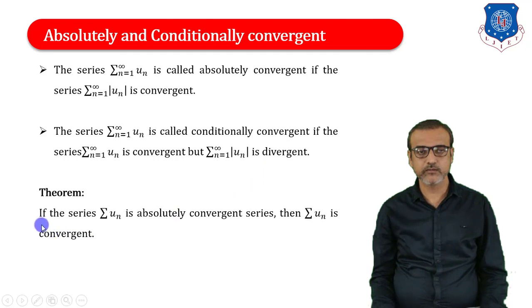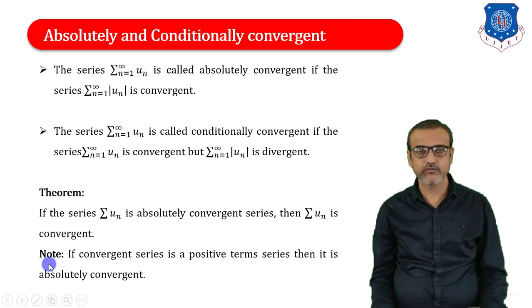So this is the theorem. If the series sigma un is absolutely convergent, then sigma un is convergent. And you have to note down this important point. If a convergent series is a positive term series, then it is absolutely convergent. So this was all about absolute and conditional convergence of a given series.